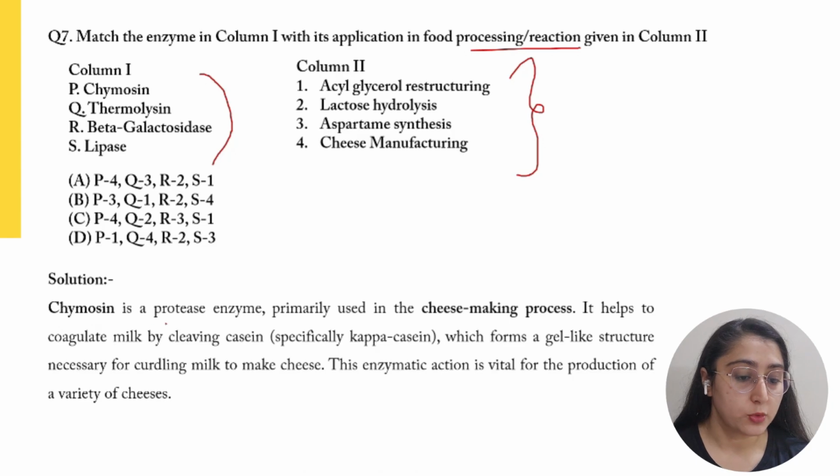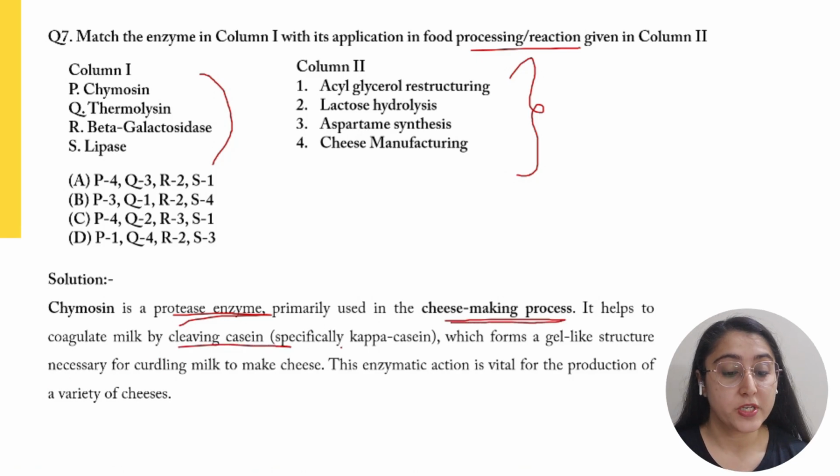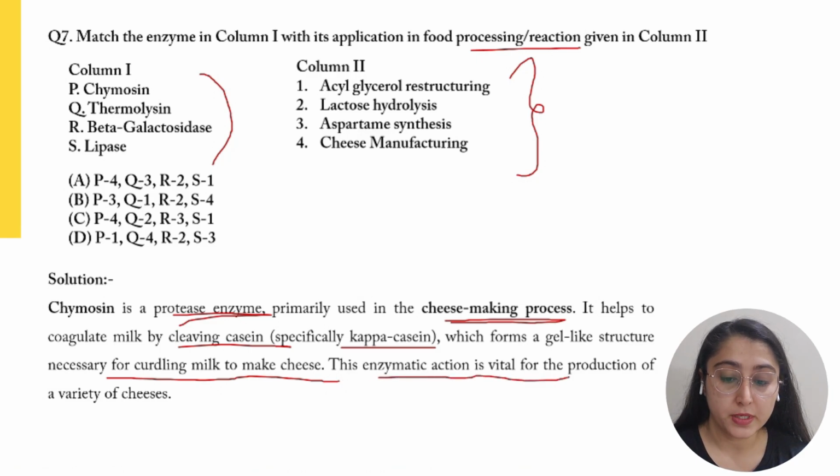So first is chymosin. It is basically a protease enzyme. It is used to break down the protein. Primarily it is used in the cheese making process because it helps to coagulate milk by cleaving casein. Especially it cleaves the kappa casein and it forms a gel-like structure which is necessary for curdling of milk to make cheese. Therefore, this enzymatic reaction is very important for the production of different varieties of cheese.